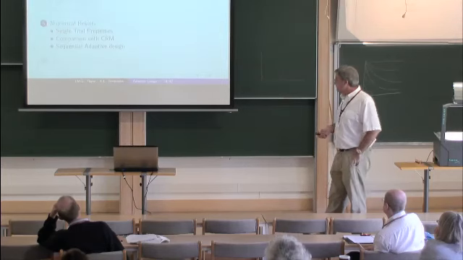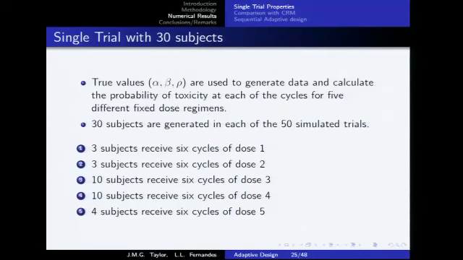So I'm going to show you some numerical results of playing with this model. I'm thinking about a single trial of 30 subjects. So the question I'm trying to answer now is, if I had some data at the end of a trial, can I analyze it? Can I expect to get realistic estimates of the model parameters and the probabilities implied by those parameters?